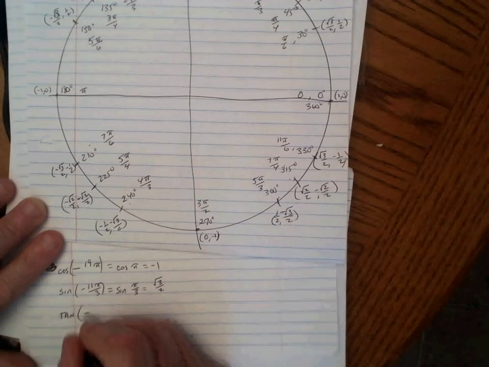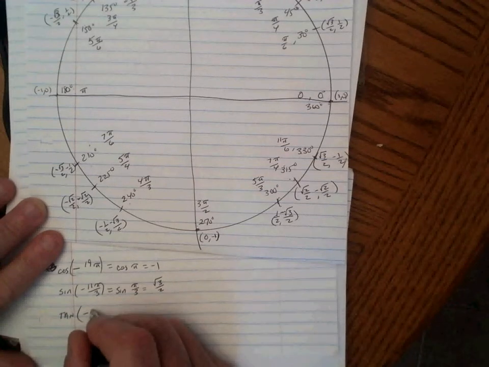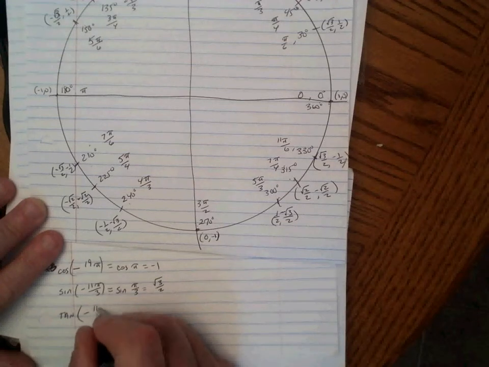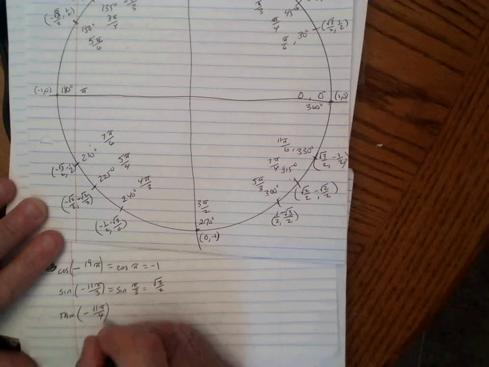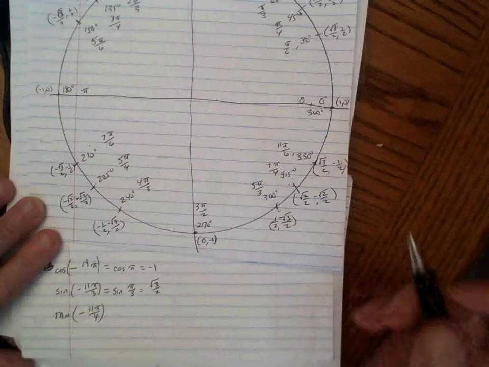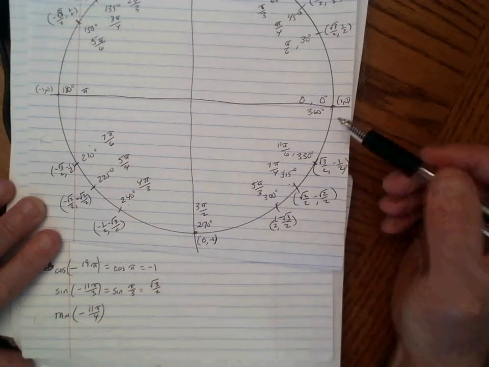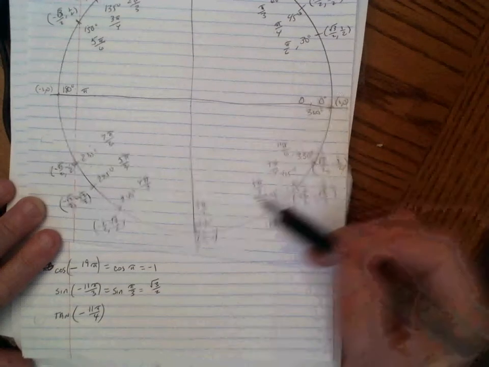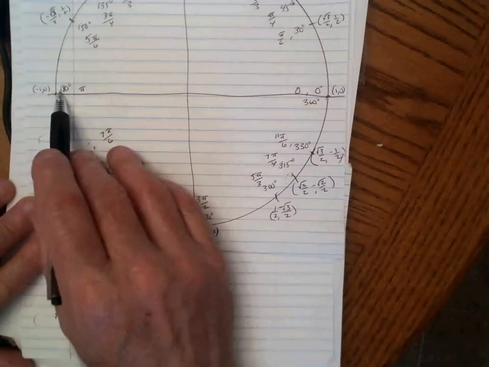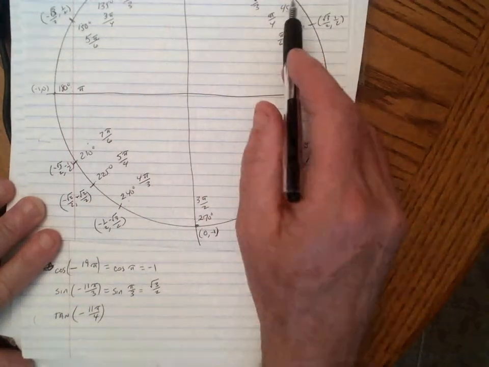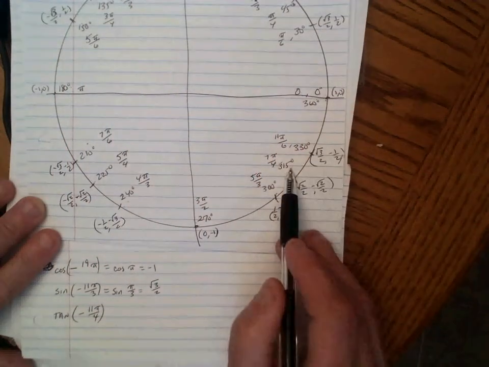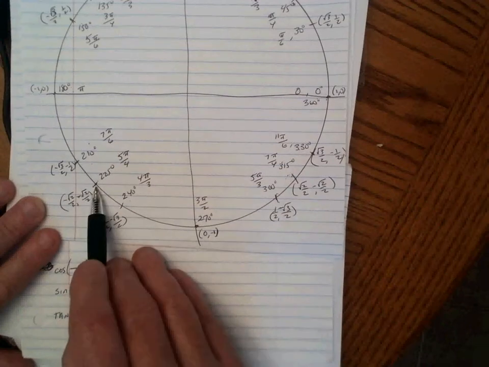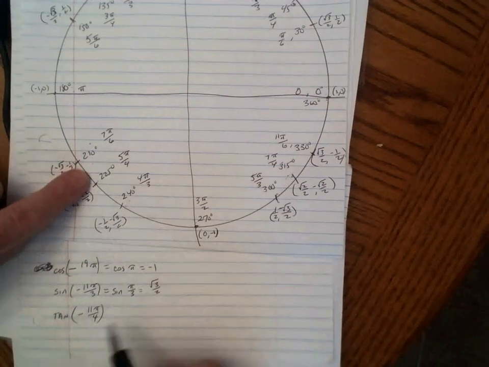Let's do tangent of negative 11 pi over 4. Remember, we're counting by 45 degrees because pi over 4 is 45 degrees. So we're going to go backwards. 1 pi over 4, 2 pi over 4, 3 pi over 4, 4 pi over 4, 5 pi over 4, 6 pi over 4, 7 pi over 4, 8 pi over 4, 9 pi over 4, 10 pi over 4, 11 pi over 4.